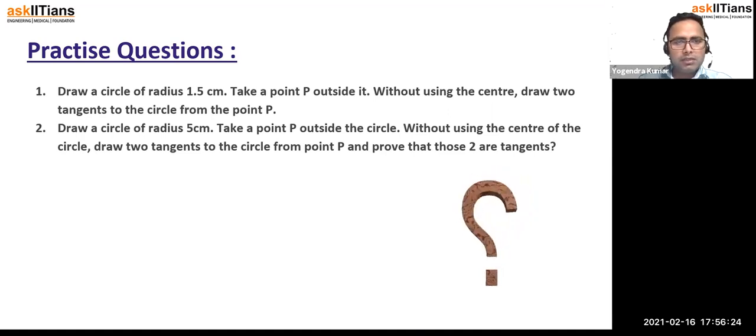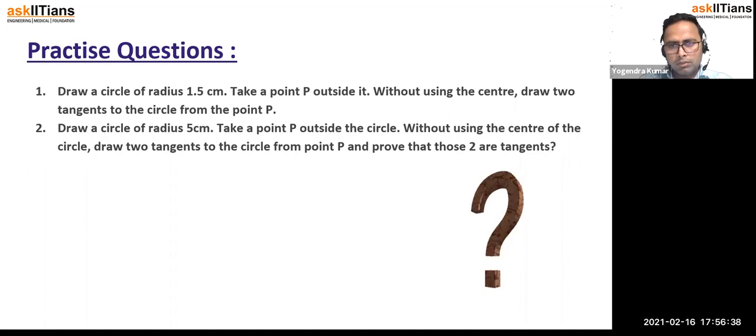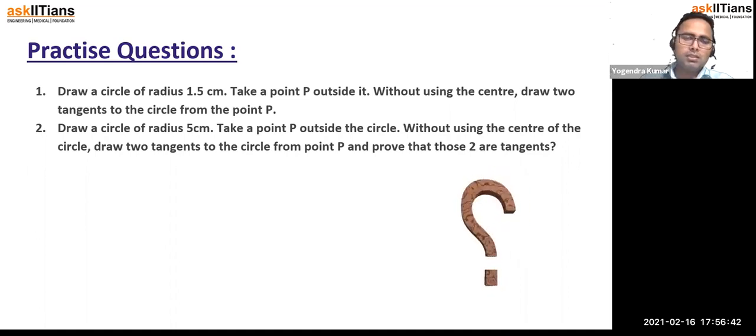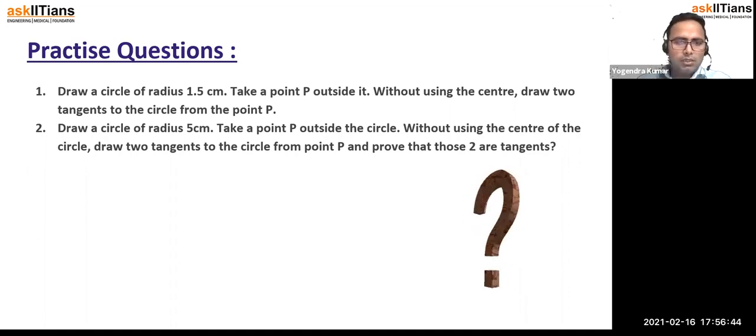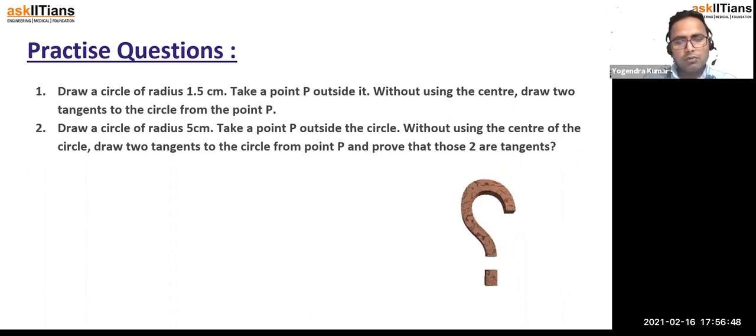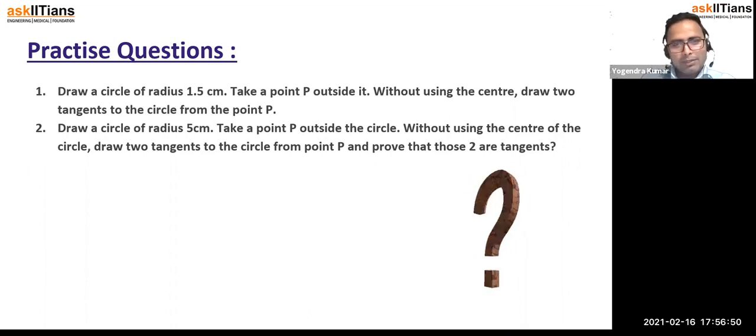Draw a circle of radius 5 centimeter, take a point P outside the circle without using the center of the circle. Draw the tangent, right? Again, a similar question. Draw two tangents to the circle from the point P and prove that those two are tangents. Or there is another way of proving, which you can prove by using the Pythagoras theorem, but you can do it, right?